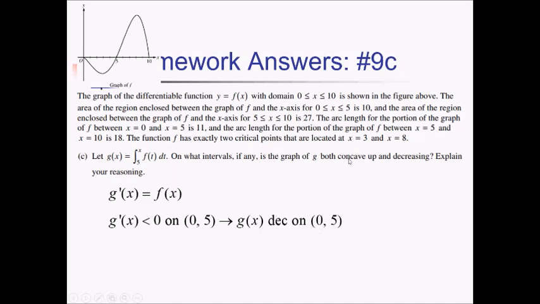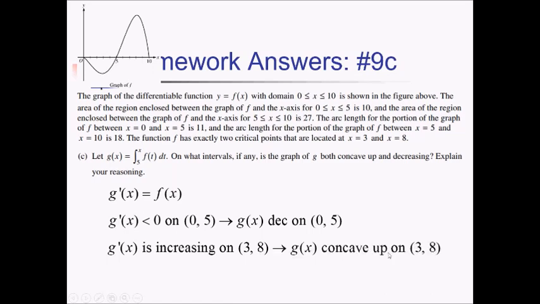Now we need to know about concavity, specifically where we are concave up. I notice that g prime, which again is the same as f, is increasing on the interval from 3 to 8. We know we're increasing there because they said the f graph had critical values at 3 and 8, so those are the exact x values of those turnarounds. Since g prime is increasing on this interval, the original g function must be concave up on that interval, because if g prime is increasing, g double prime is positive, which means concave up.